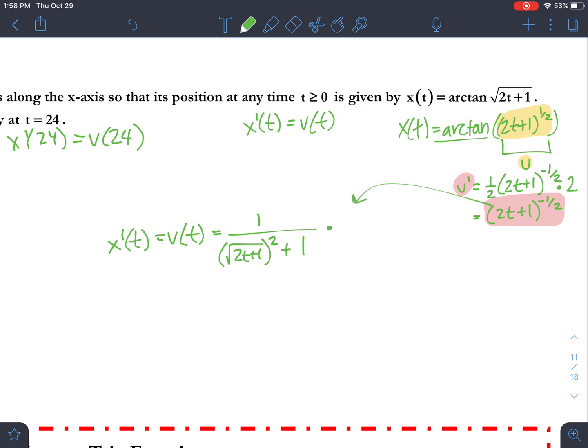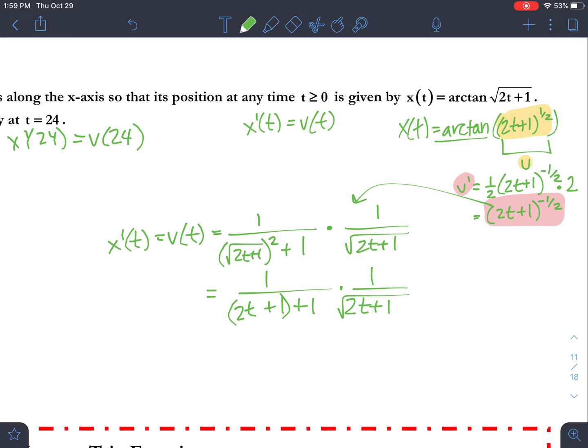2t plus 1 to the negative 1/2 would be 1 over the square root of 2t plus 1. That's exactly what this is, so I'm just going to write it that way. You could simplify a little bit. This is 1 over, the square root would cancel, so it would just be 2t plus 1 times 1 over square root of 2t plus 1.